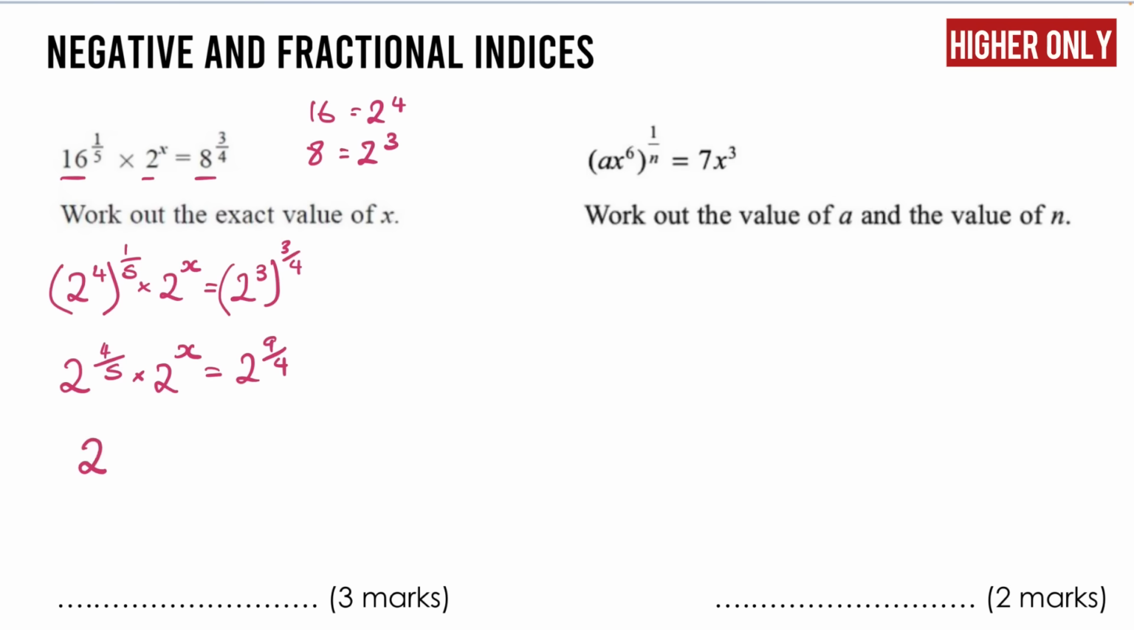So adding the powers of 2 when we're multiplying, we'd have 4/5 plus x, and that's equal to 2 to the power of 9/4. So now we actually just have to compare the powers. 4/5 plus x has to equal 9/4. So to solve this for x, we would do 9/4 and subtract 4/5.